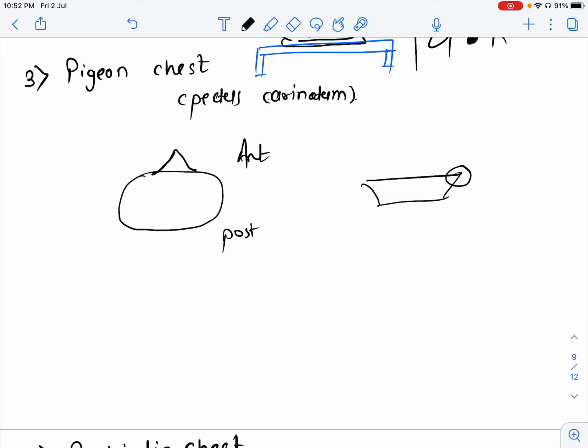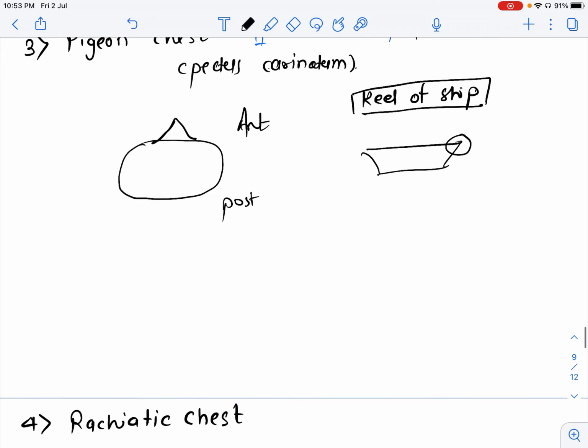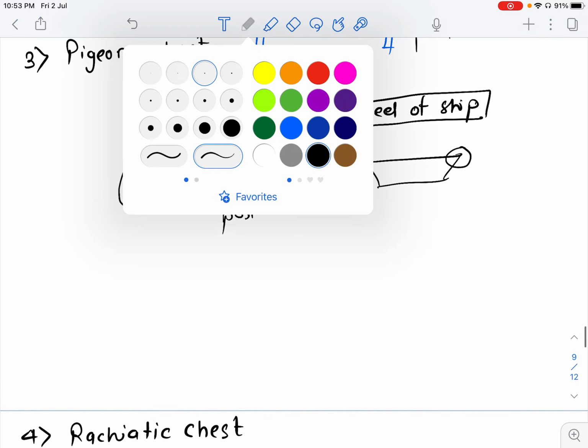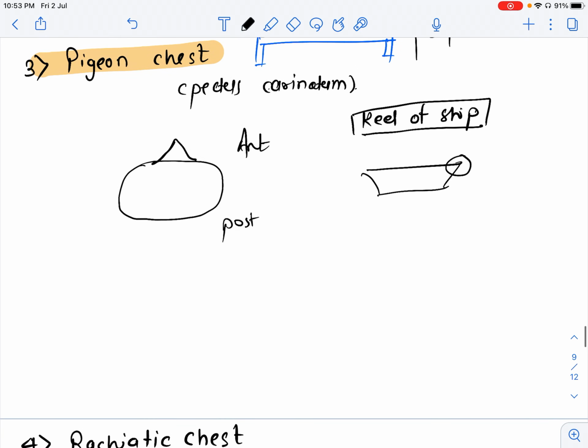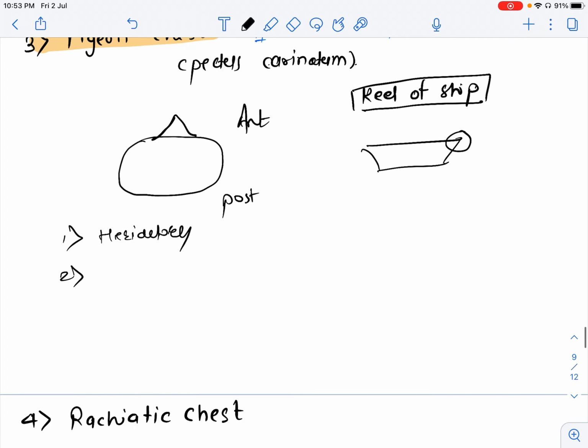So they also call it the keel of a ship. It looks like the keel of a ship. Okay. So what are the conditions? Similarly, like in the case of cobbler's chest, the conditions will be quite the same. First will be hereditary. Okay. Second, quite easy, childhood rickets.